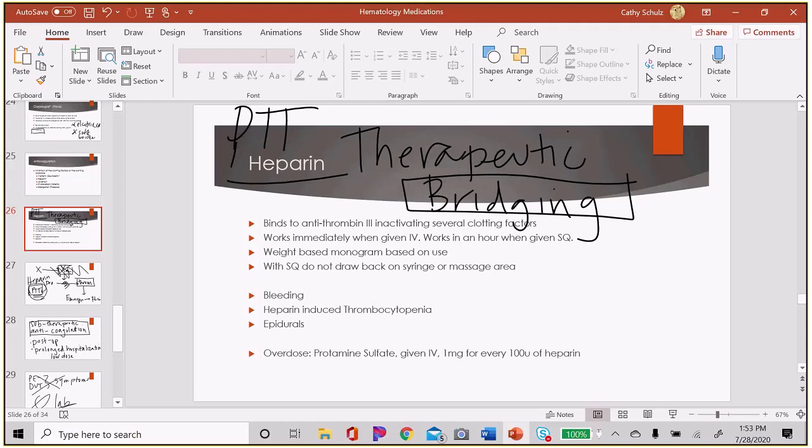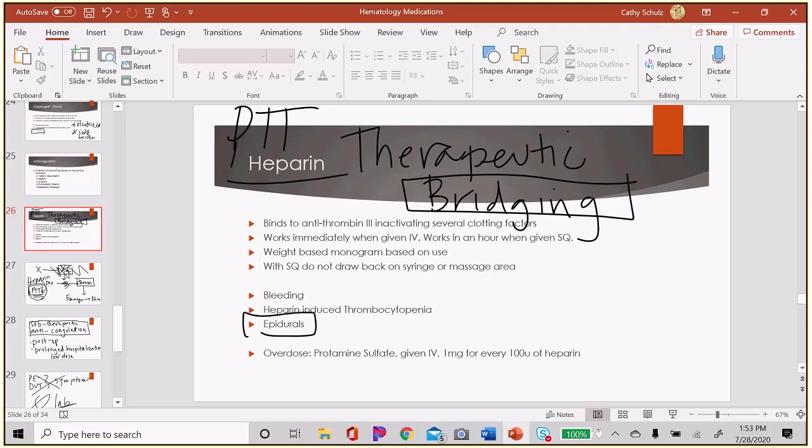Some people, when they get heparin, develop something called heparin-induced thrombocytopenia, which is an autoimmune action. Heparin somehow triggers the body to break down platelets. That's not very common, but is possible.